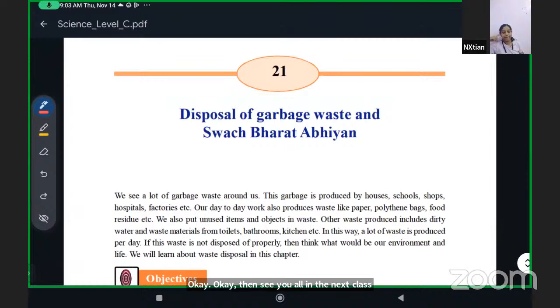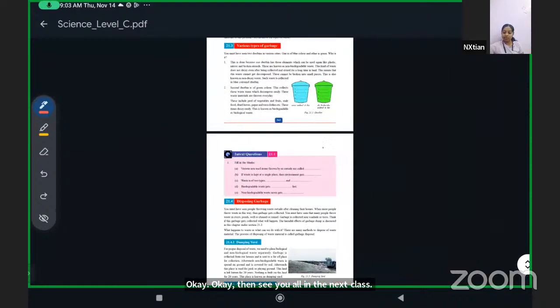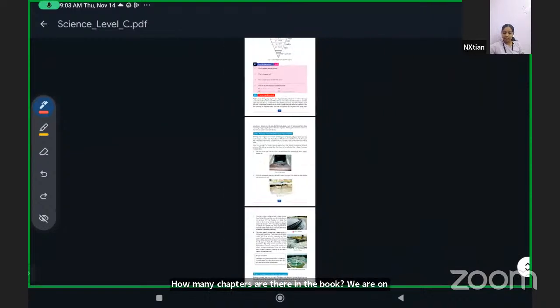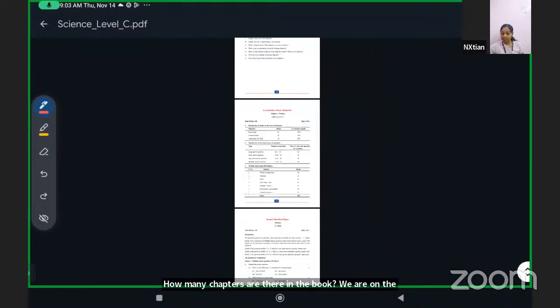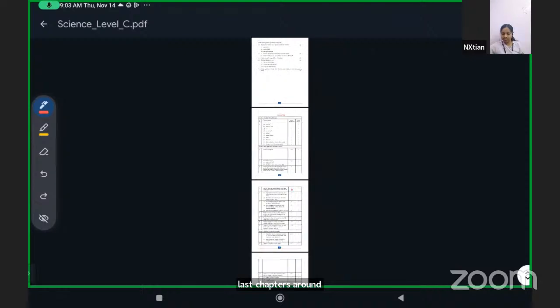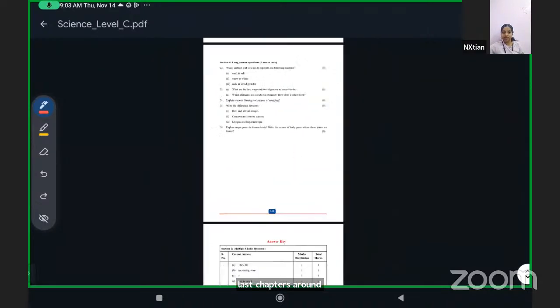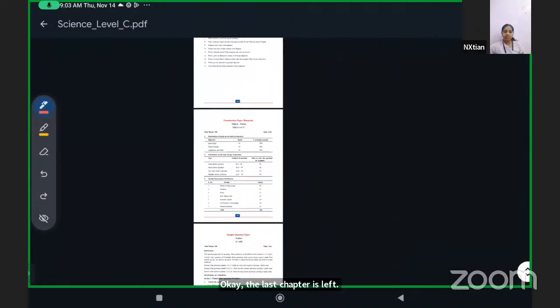How many chapters are there in this book? We are on the last chapters now. The last chapter is left. So this chapter will be like a strategy.